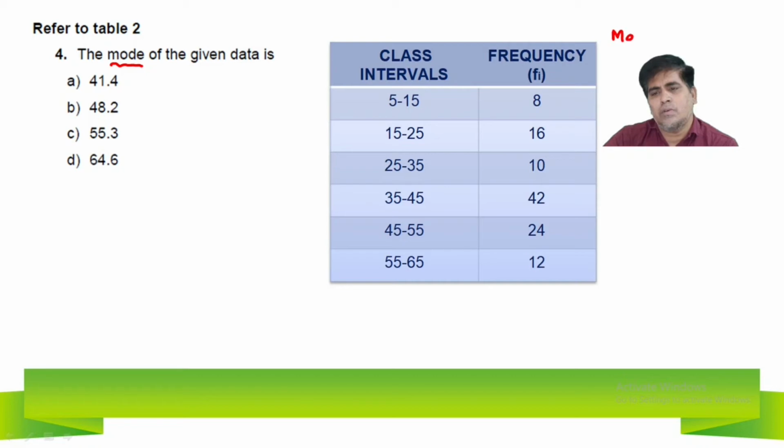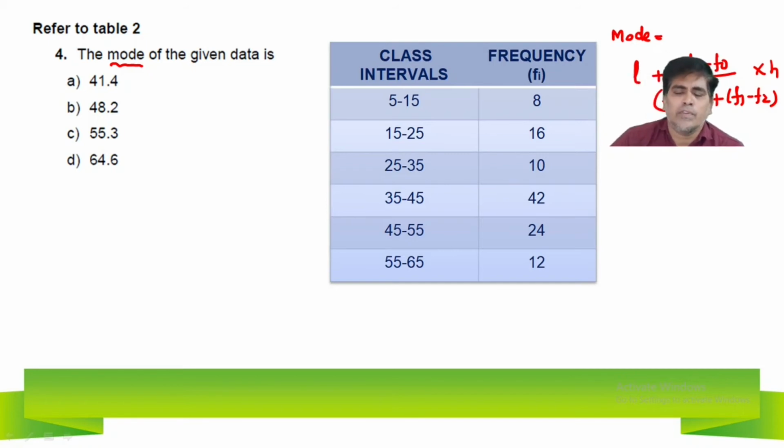Mode is equal to L plus (F1 minus F0) by (F1 minus F0 plus F1 minus F2) into H. So this is the formula we'll use to calculate the mode for grouped data.